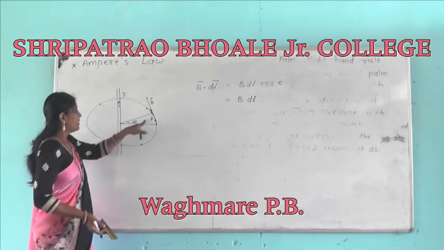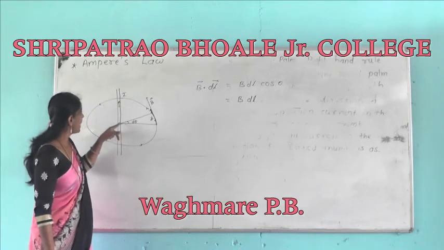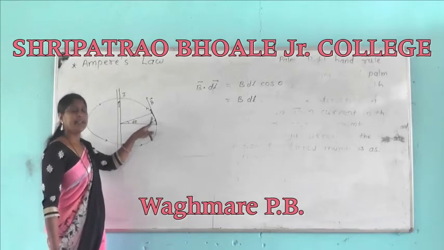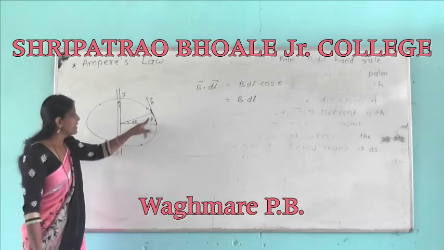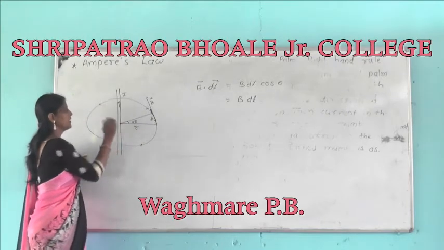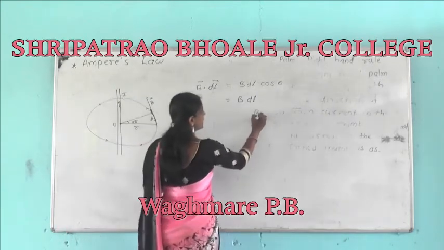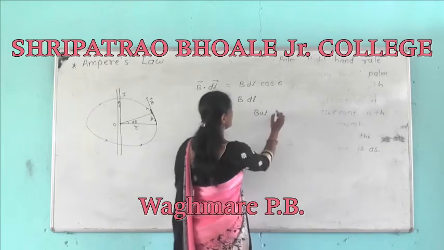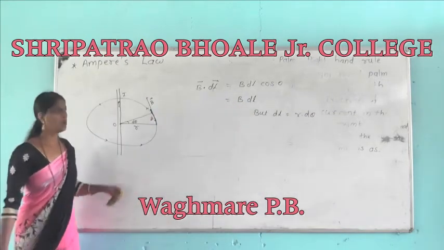Now, here the small length dl and this d theta is the angle made at the center of this circular loop or Ampere loop. That is, d theta is the angle made by the dl at the center of the Ampere loop. The length dl is at a distance r from this point O, the center of the Ampere loop. Therefore, dl is equal to r into d theta.